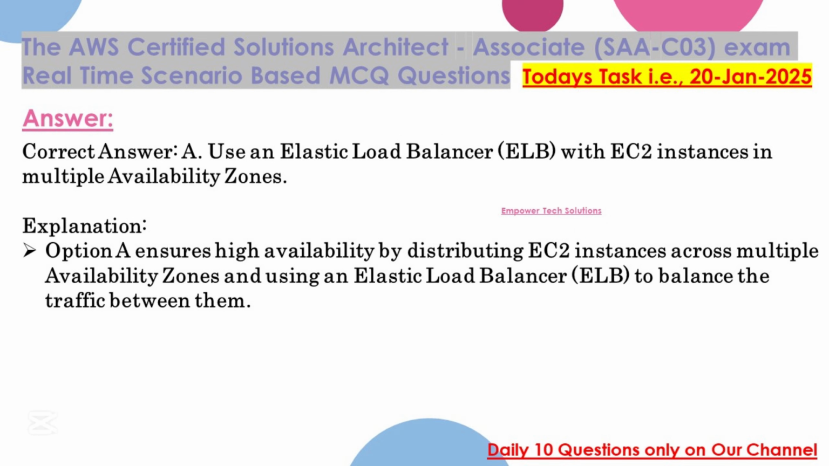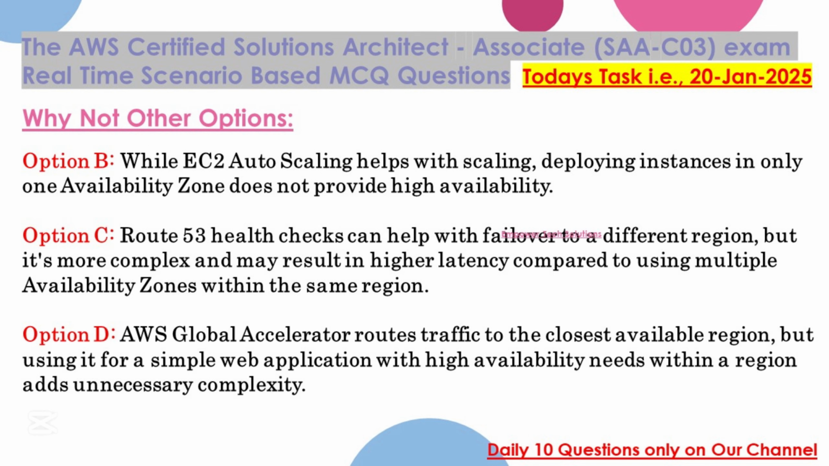Correct answer: A. Use an elastic load balancer, ELB, with EC2 instances in multiple availability zones. Explanation: Option A ensures high availability by distributing EC2 instances across multiple availability zones and using an elastic load balancer, ELB, to balance the traffic between them.